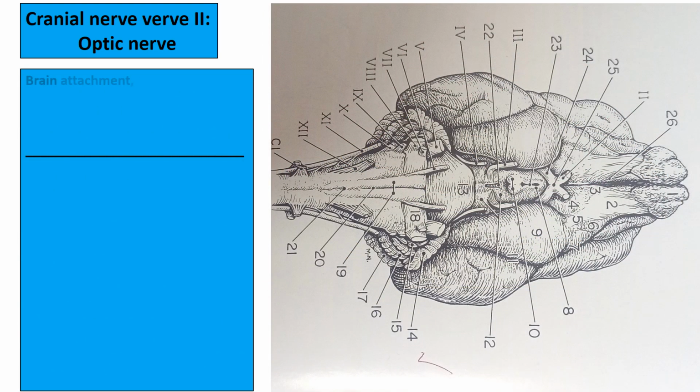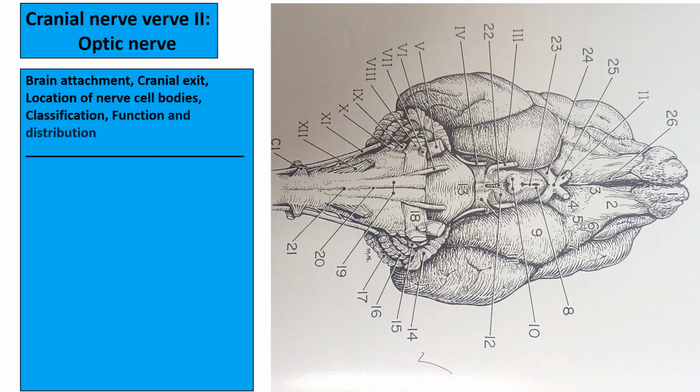On this slide, I'll talk about the optic nerve in terms of how it is attached to the brain, and also how it exits from the skull to go and get attached to the eyeball, and also the location of the nerve cell bodies for this cranial nerve, as well as how it is classified in terms of its function, and also I'll talk about its function and distribution.